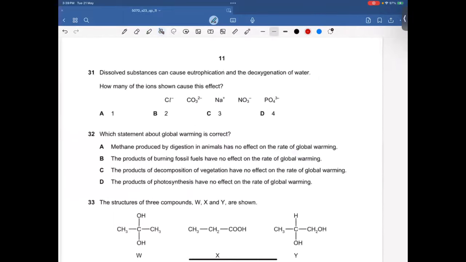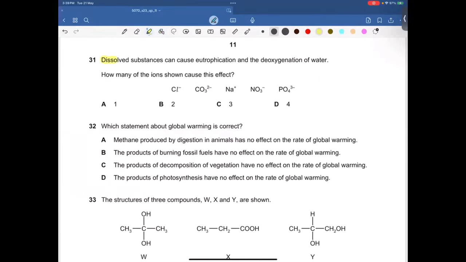Question number 31. Dissolved substances can cause eutrophication and deoxygenation of water. How many of the ions shown cause this effect? So we need nitrate, we need phosphate, because we usually apply phosphate and nitrate based fertilizers on the soil. So I think 2 is going to be the right answer.